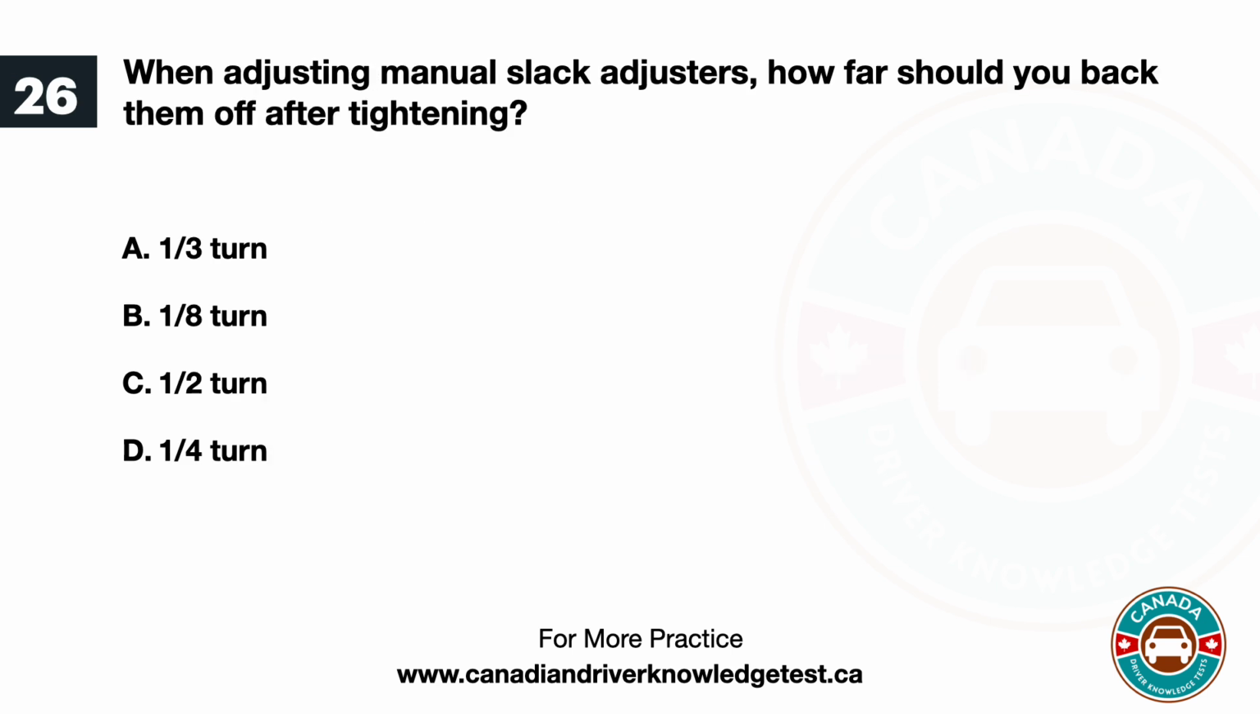Question 26. When adjusting manual slack adjusters, how far should you back them off after tightening? A. 1/3 turn. B. 1/8 turn. C. 1/2 turn. D. 1/4 turn. The answer is A. 1/3 turn.